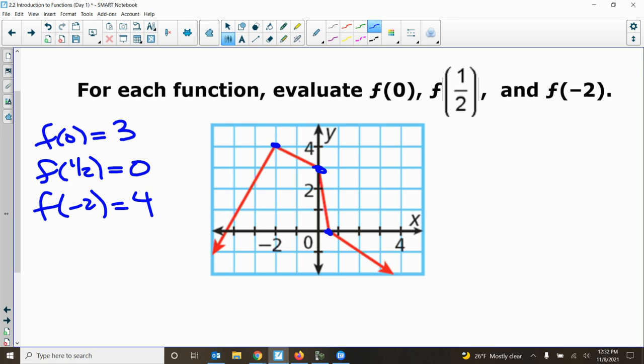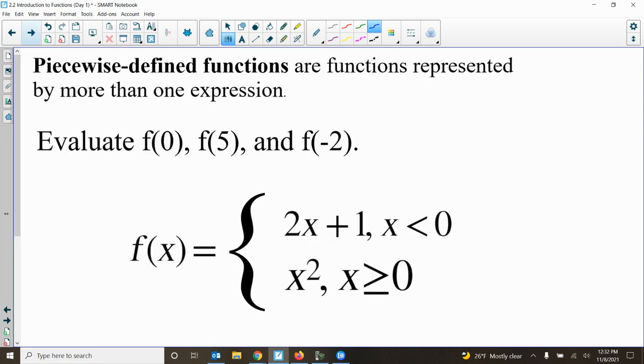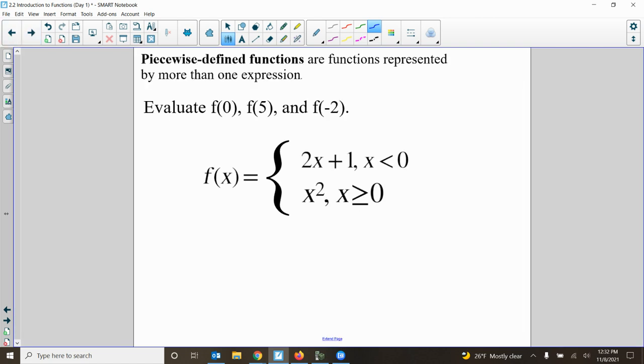One more idea. Piecewise defined functions. Okay, and then I think we're done. So let's talk about these real quick. Sometimes functions follow different rules for different values of x. Okay. Like here's a real life example.